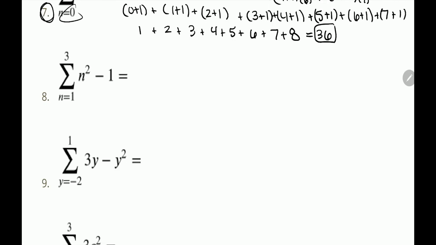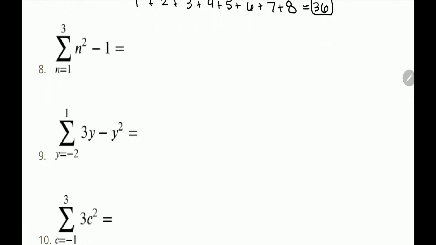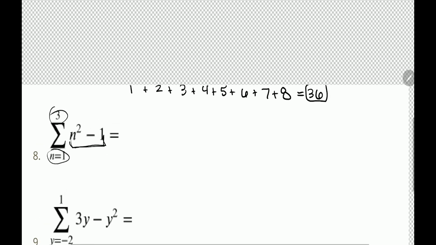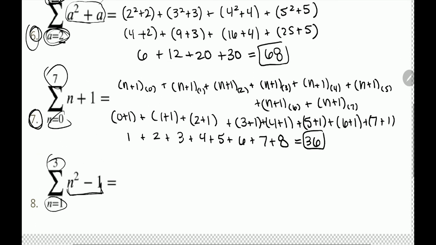So to do the rest of these, again, you take whatever you've got here, you plug in the numbers from here to here, and you add them together just like we did each of these. So I want you to try the rest of them.